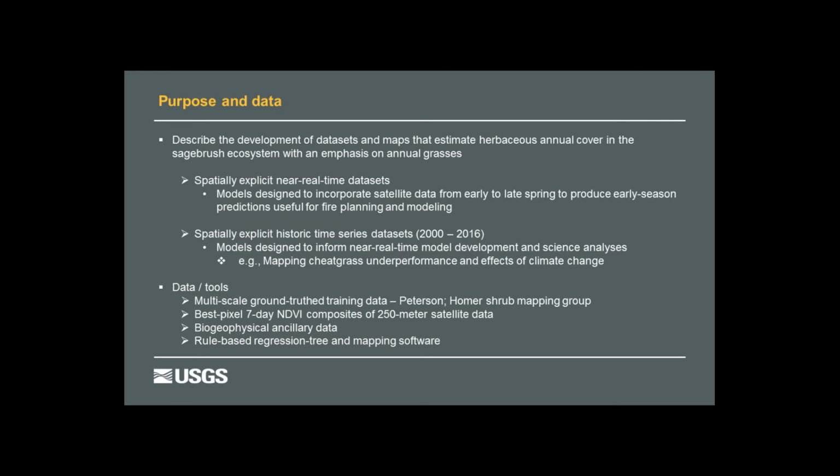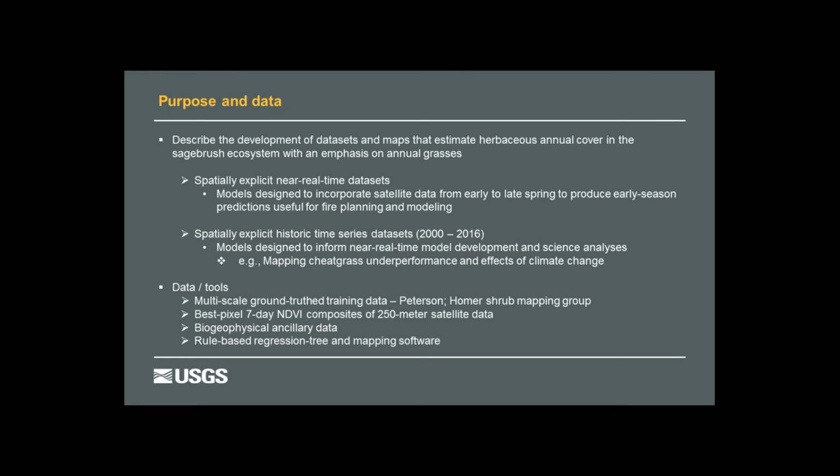We've developed basically two types of data sets. One is a near real-time data set, or data sets, and the other is a historic time series of the early herbaceous annual data. And both data sets are spatially explicit. The historic time series is designed to inform the near real-time model development and to inform science analyses. We've done work with mapping cheatgrass underperformance, also known as cheatgrass die-off in the northern Great Basin. And we've also mapped the effects of projected climate change on cheatgrass percent cover.